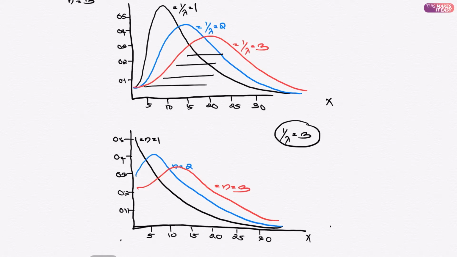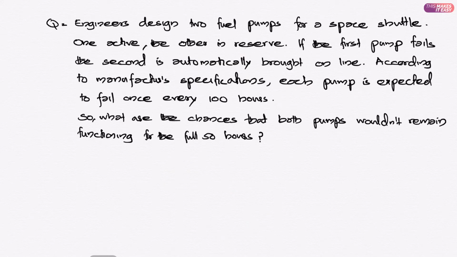Now we will solve one problem and see how this is working. So the question says that engineers designed 2 fuel pumps for a space shuttle, one active, the other in reserve. If the first pump fails, the second is automatically brought online.